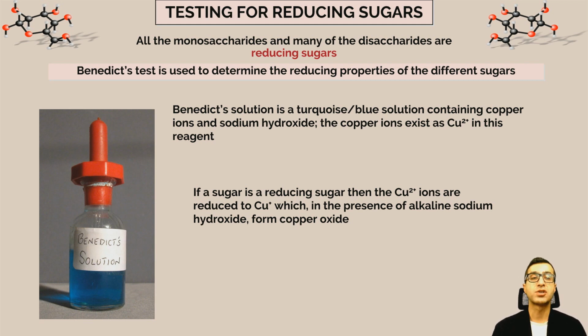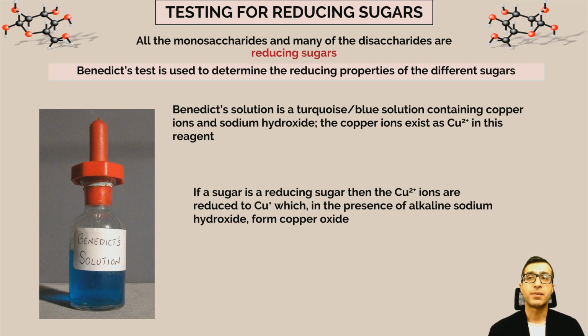But the third definition is perhaps the one that you're least familiar with at this stage, where reduction is the gain of hydrogen atoms by something, and oxidation is the loss of hydrogen atoms by something. Now, in this case, the copper 2 ion, Cu2+, is gaining an electron and is therefore being reduced to Cu+. So in the presence of alkaline sodium hydroxide, this then forms copper oxide.